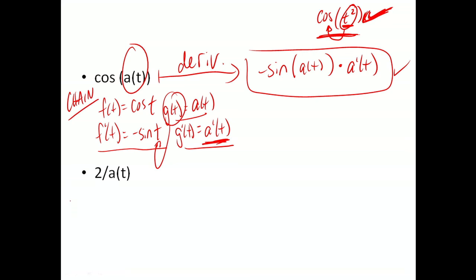Let's use the quotient rule, because it's a fraction, right? You don't really need it for this, but that's all right. Let's do it anyway. So the quotient rule says there's a top and there's a bottom. 2 is on top. And again, in a silly sort of way, what's on the bottom? A of t, because that's what's on the bottom.